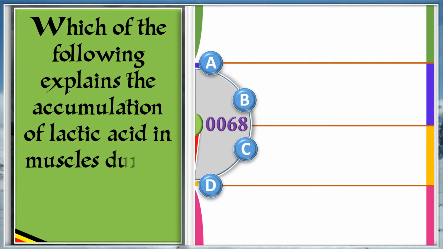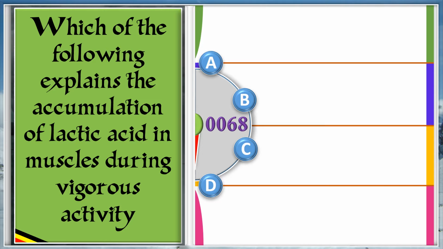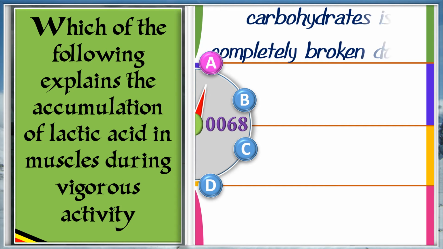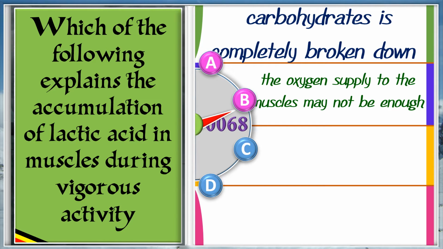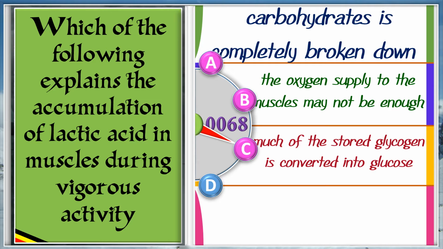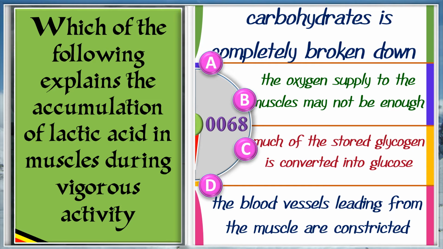Which of the following explain the accumulation of lactic acid in muscles during vigorous activity? A. Carbohydrates is completely broken down. B. The oxygen supply to the muscles may not be enough. C. Much of the stored glycogen is converted into glucose. D. The blood vessels leading from the muscle are constricted. And the answer is B. The oxygen supply to the muscles may not be enough.